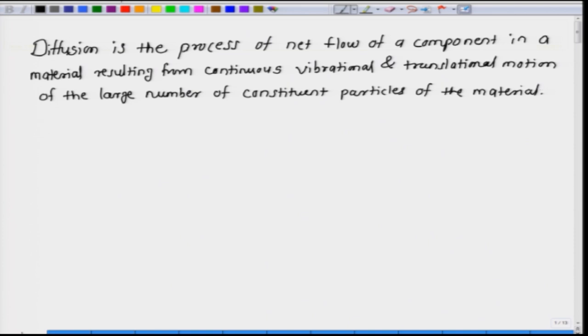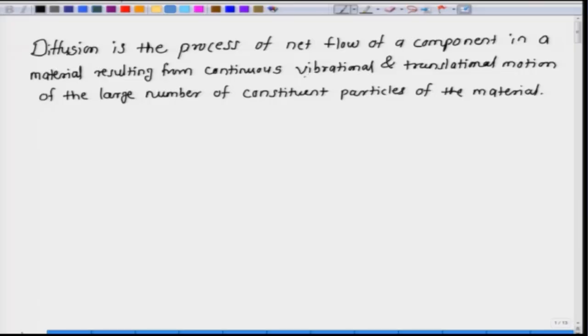So, diffusion is the process of net flow of a component in a material resulting from continuous vibrational and translational motion of the large number of constituent particles of the material. So, it is basically the transport phenomena occurring in materials, and it is mainly guided by the thermal fluctuations that occur in the particles of the material. So, as you know, at any temperature greater than 0 Kelvin, the particles of the material are continuously in motion. So, there are different types of motions, vibrational, rotational and translational, right.